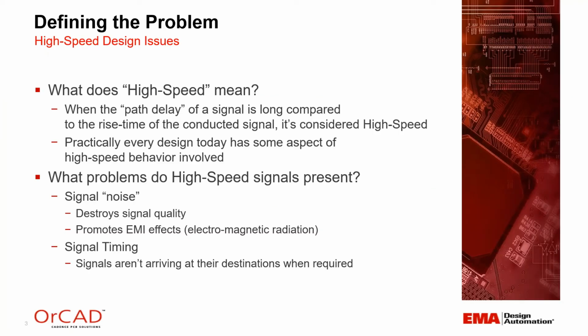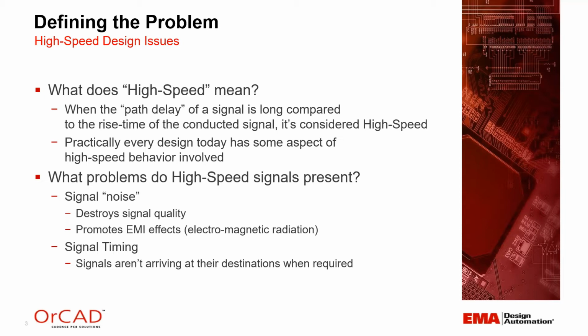So first of all, let's define the problem. Basically what high-speed means is anytime your path delay for a particular signal is long compared to the rise time of the conducted signal. In other words, when your frequencies and edge rates begin to get fairly high and fast, you're going to have probably some type of high-speed issue come up. Practically every design these days has some aspect of high-speed behavior just because of the interfaces involved for communications and memory storage and things like that.